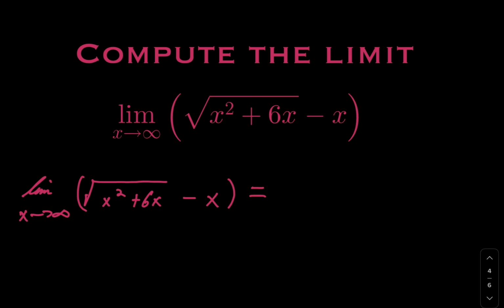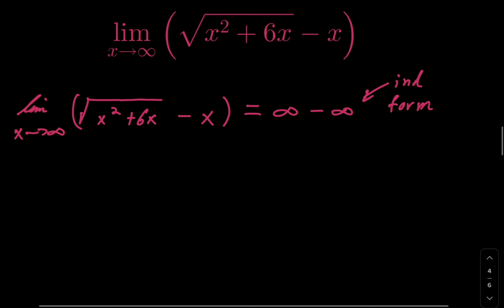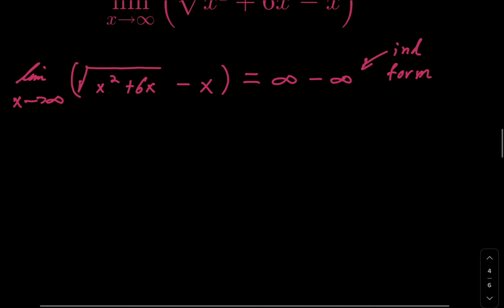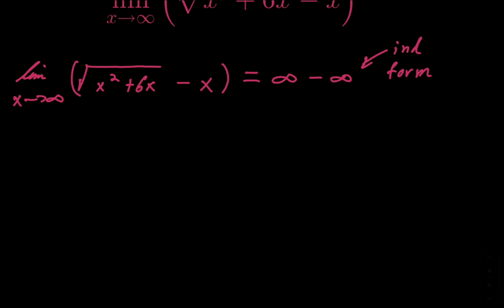As x approaches infinity, the square root of x squared plus 6x is going to grow without bound. In other words, it's going to go off to infinity. And then x is going to keep getting larger and larger, so that's going to go off to infinity. So what we have is infinity minus infinity, which is an indeterminate form. So we need to do more work in order to figure out what the answer is, because the answer could be anything at this point.